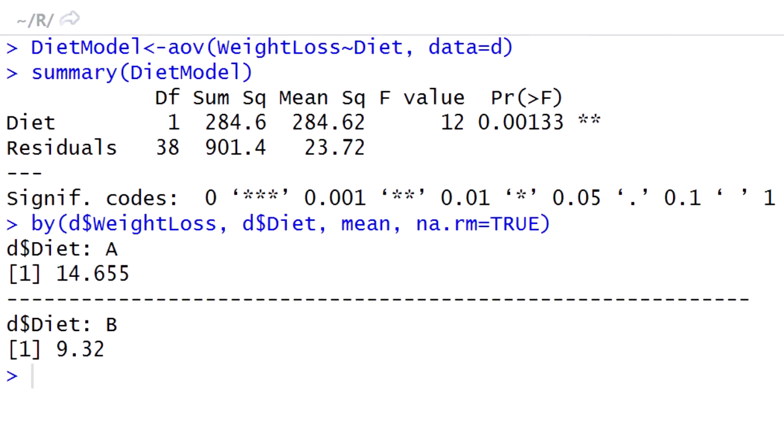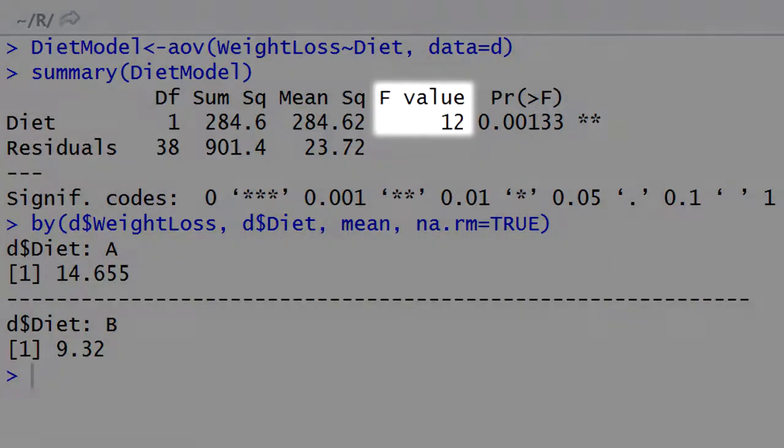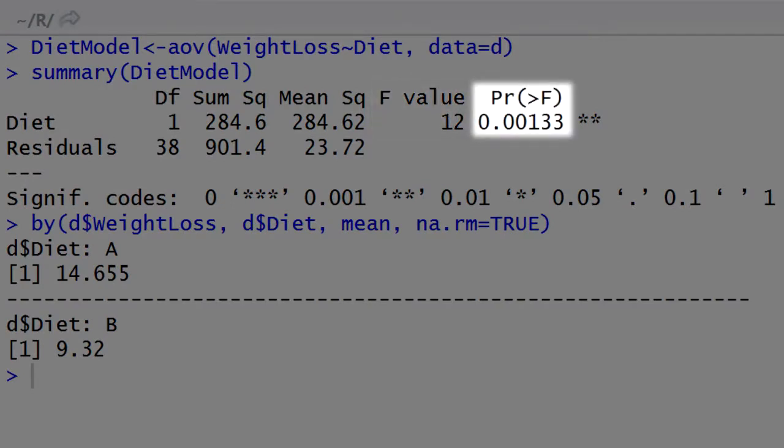As you can see, we're testing the association between diet A and B and weight loss. There are 40 observations in the data set. The F value is 12, and it's associated with a significant p-value, that is, a p-value less than 0.05. While this tells us that there's a significant association between diet type and weight loss, to understand that association, we need to look at the output generated by the by function.